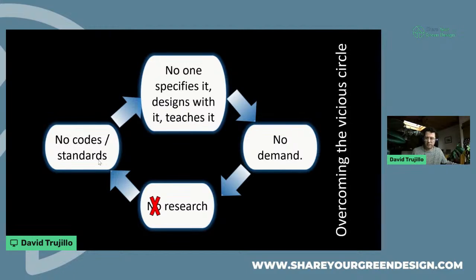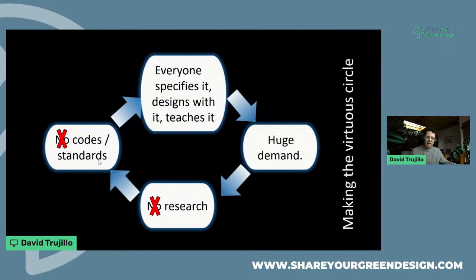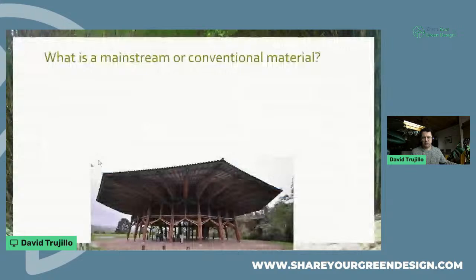One starting point is to research it, the other leading to more codes and standards, so that everyone can specify it, design it, or teach it, and eventually we create the demand for the product, making it a virtuous cycle. So let's see what it takes to make bamboo a mainstream or conventional material.